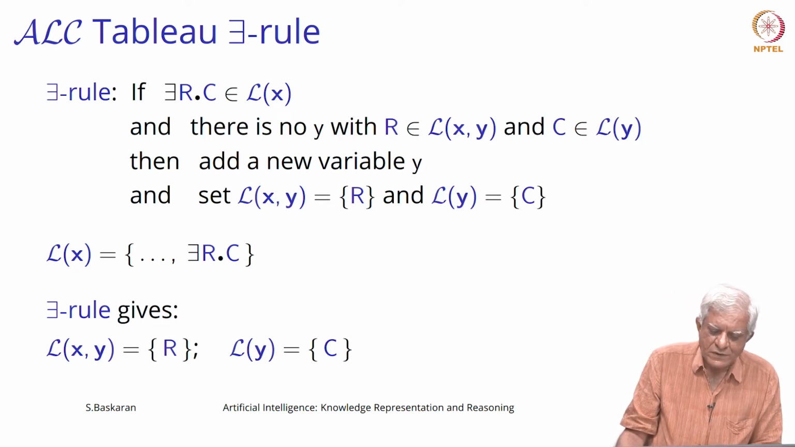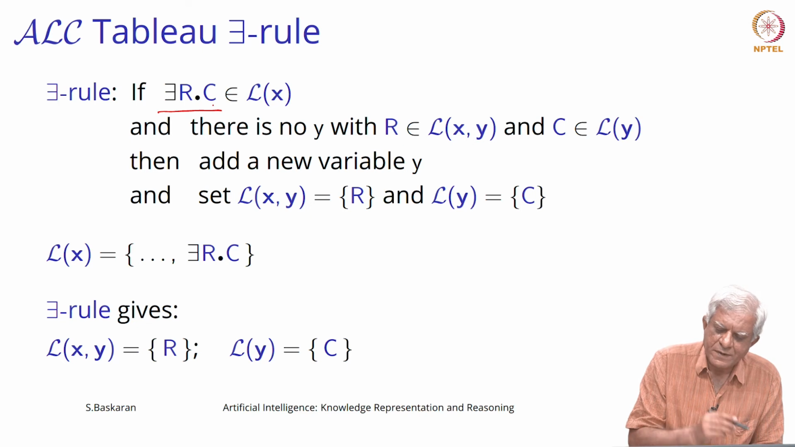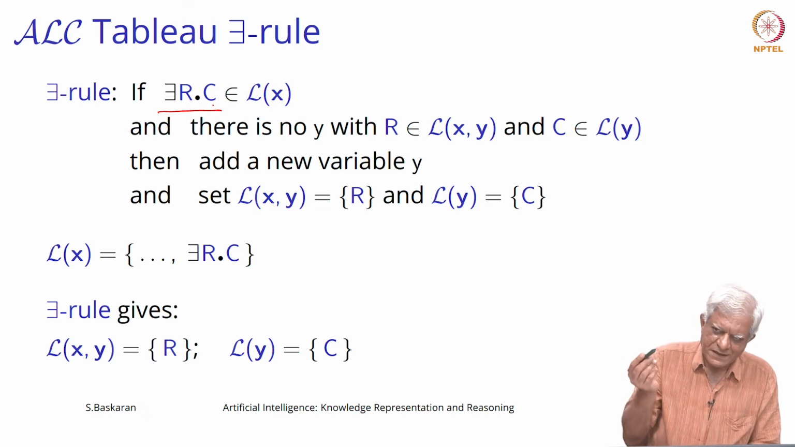The existence rule, if in the label set we have there exists R C. So, remember what does this say? This says that there exists at least one role filler who comes from the class C essentially. So, it is a role filler who comes from the class C. So, X is related to something and that something comes from the class C.